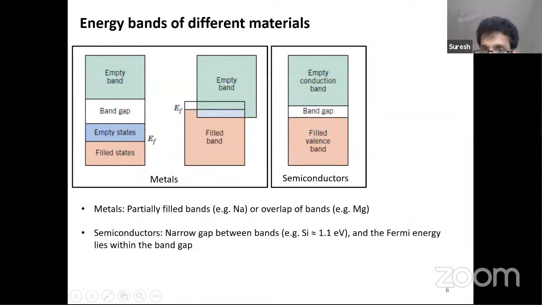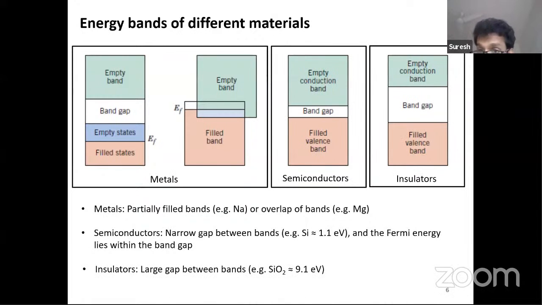Whereas in the case of semiconductors, that's not the case. There is a gap between the valence band and the conduction band. This is called the band gap. But this gap is not very high. For example, if you take silicon, the band gap is 1.1 electron volt, right? So the gap is in fact very small. If you supply some amount of electrical energy, the electron can jump from the valence band to the conduction band. And this conduction band electron can lead to conductivity.